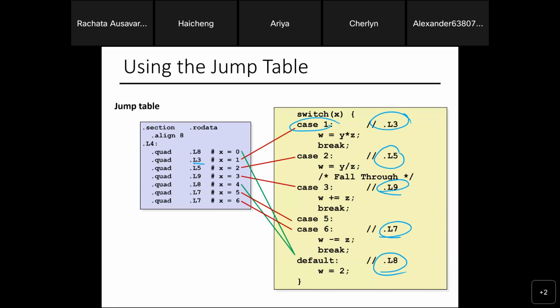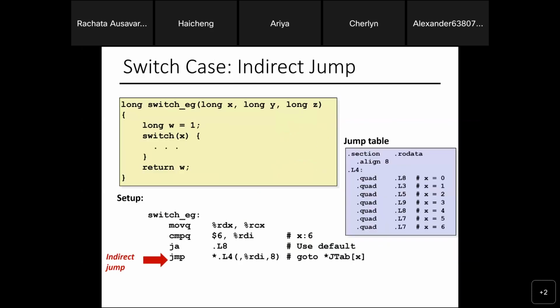If you are with me so far, the next step is, now we have the setup code that does the indirect jump, right? This is basically, hey, let's jump to the correct location. All right, I'm going to move to the next set of slides that show you how a jump table looks in reality.